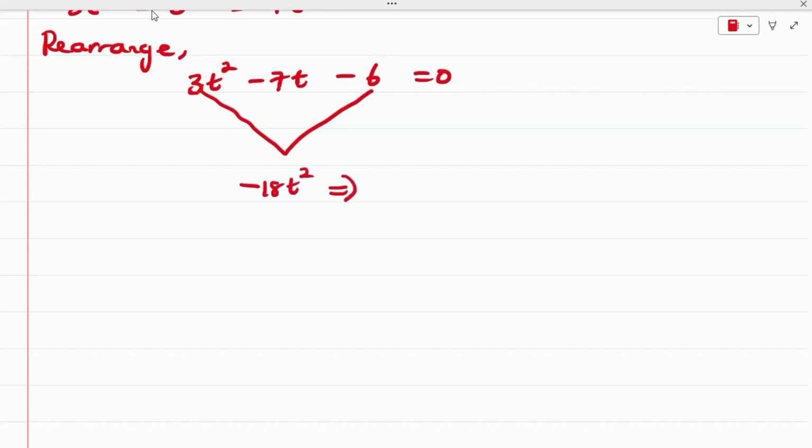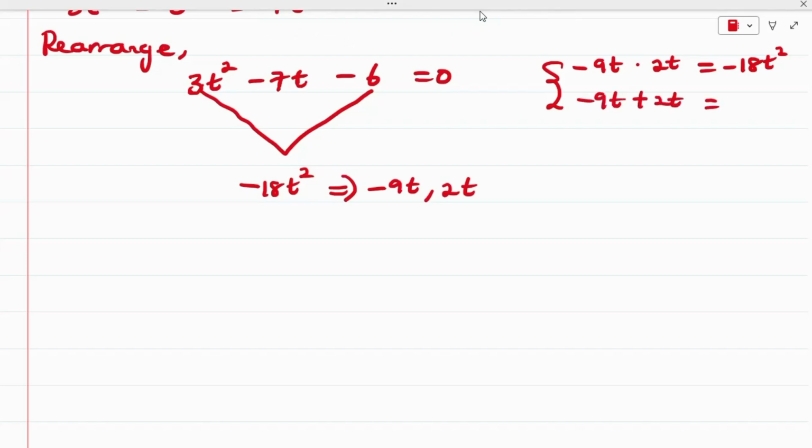So think of two numbers that when you multiply them, they give us minus 18t squared, and when you add or subtract them, we get minus 7t. So the two numbers that come to mind are minus 9t and 2t. Now this implies that if we multiply minus 9t by 2t, this gives us minus 18t squared. And if we add minus 9t and 2t, this gives us minus 7t. So we have 3t squared minus 9t plus 2t minus 6 is equal to 0.